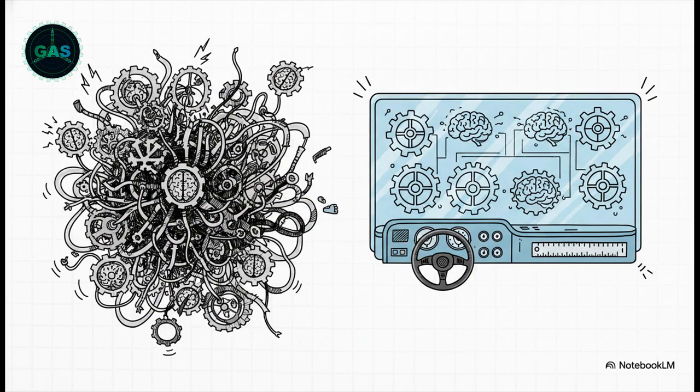Stepping back for a second, all of this points to a massive macro trend in the industry right now: the rise of the visualization layer. Because as raw AI models increase exponentially in power, simply having access to a smart model is no longer a competitive edge. The true differentiator is how you manage, direct, and measure that power.